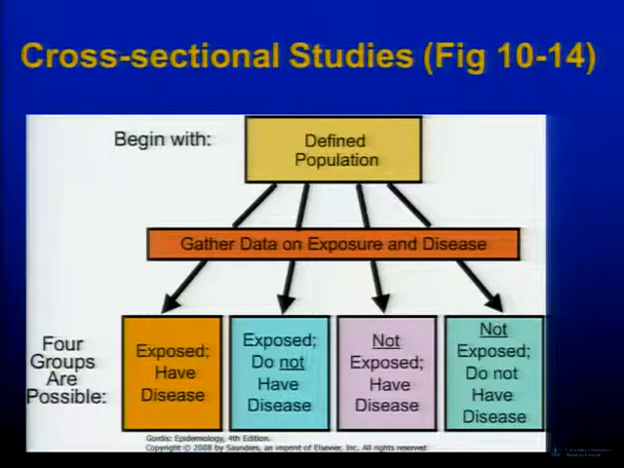So this is a graphic example of cross-sectional studies. You start with a defined population, you gather data on exposure and disease, and you put people into 4 different categories. They could be exposed and have disease. So for today's reading, what would be this group? Who would you call exposed? What was the exposure? Right, high levels of trans fats. And what would be the disease? Well, adenoma is what they were looking for. So it's people with adenoma.